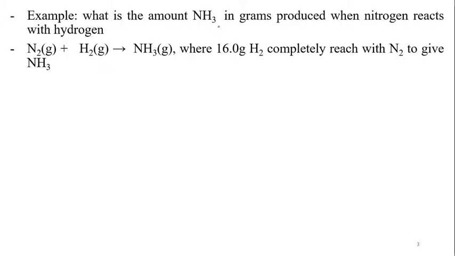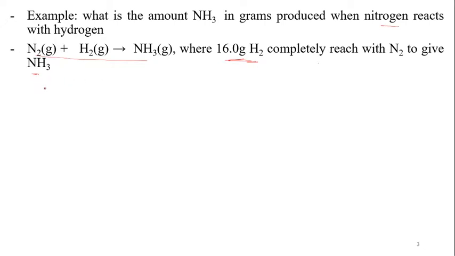What is the amount of ammonia in grams produced when nitrogen reacts with hydrogen? So if I started my reaction with 16 grams of hydrogen that completely reacted with nitrogen, how much ammonia do I have? Like we see here, the chemical equation: nitrogen reacts with hydrogen to give me ammonia.